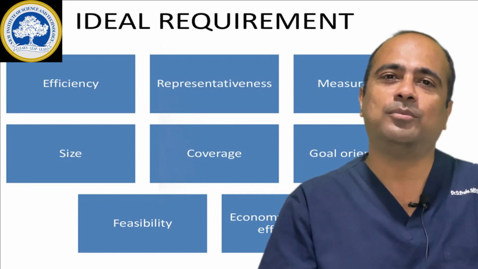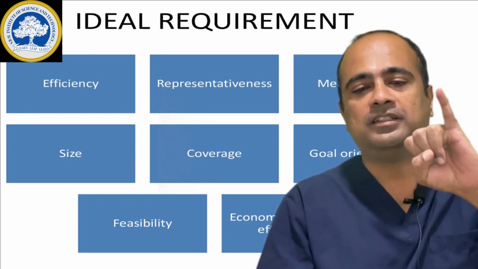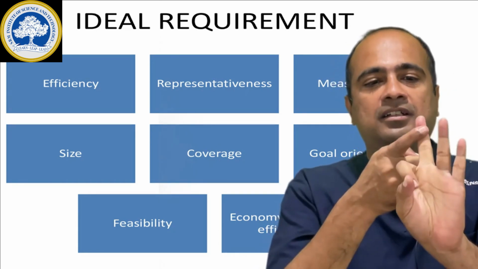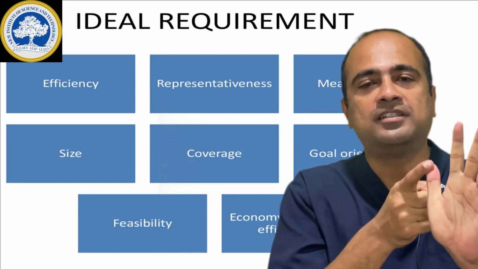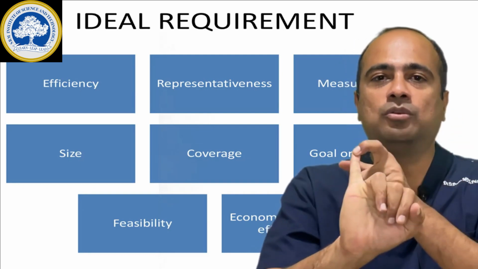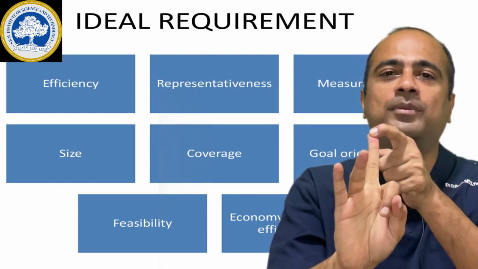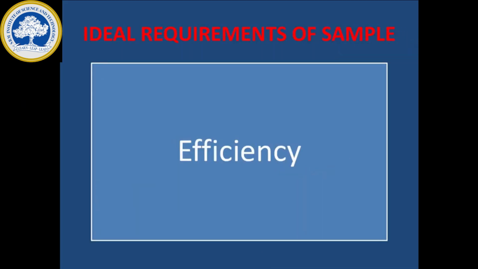Now we are going to see the ideal characteristics of a sample. First is efficiency, second is representativeness, third is measurability, fourth is size, fifth is coverage, sixth is goal orientation, seventh is feasibility, and eighth is economy and cost efficiency. These are the ideal requirements of a sample. Ideal requirements may include efficiency.